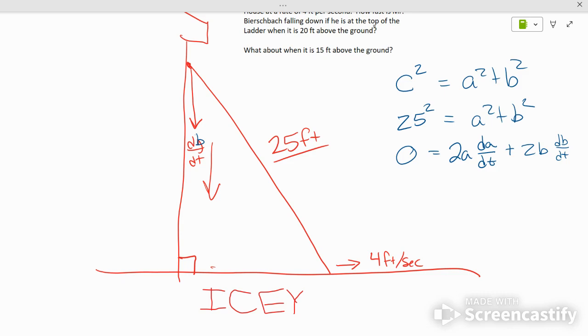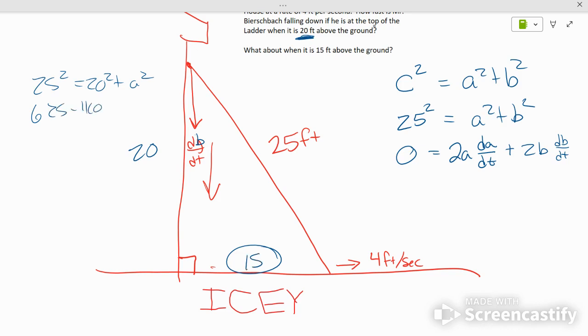Now, it says Mr. Bierschbach's falling down when I'm 20 feet above the ground and I'm going down. How fast am I going at the 20-foot mark? Well, Pythagorean theorem. If this is 25 and this is 20, how big is this at that point? Do the Pythagorean theorem really quick. Exactly. So 625 minus 400 is 225. So this is 15.